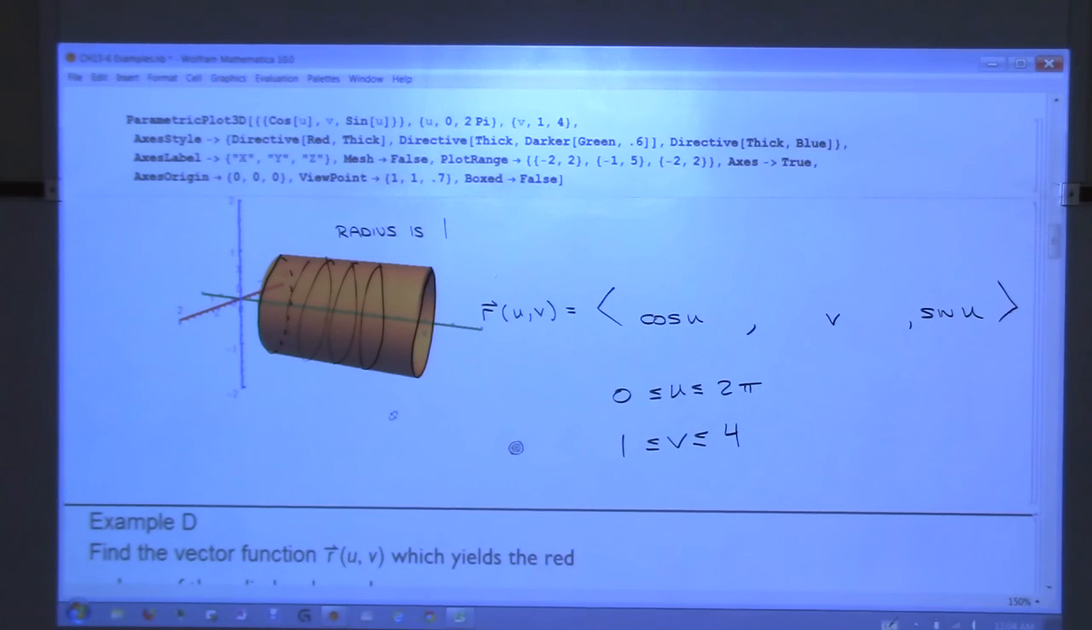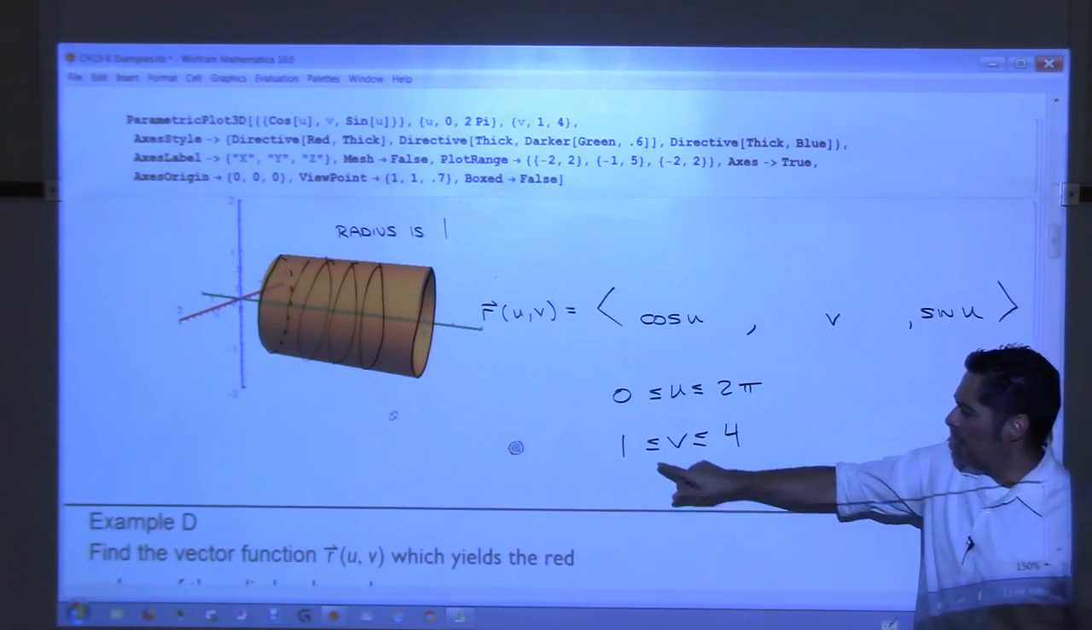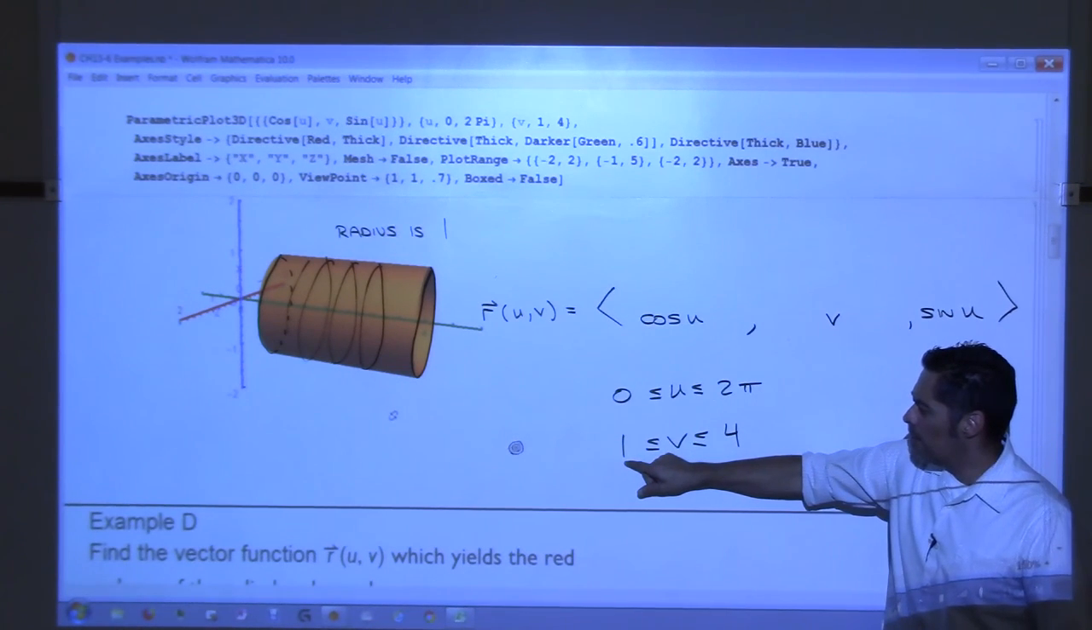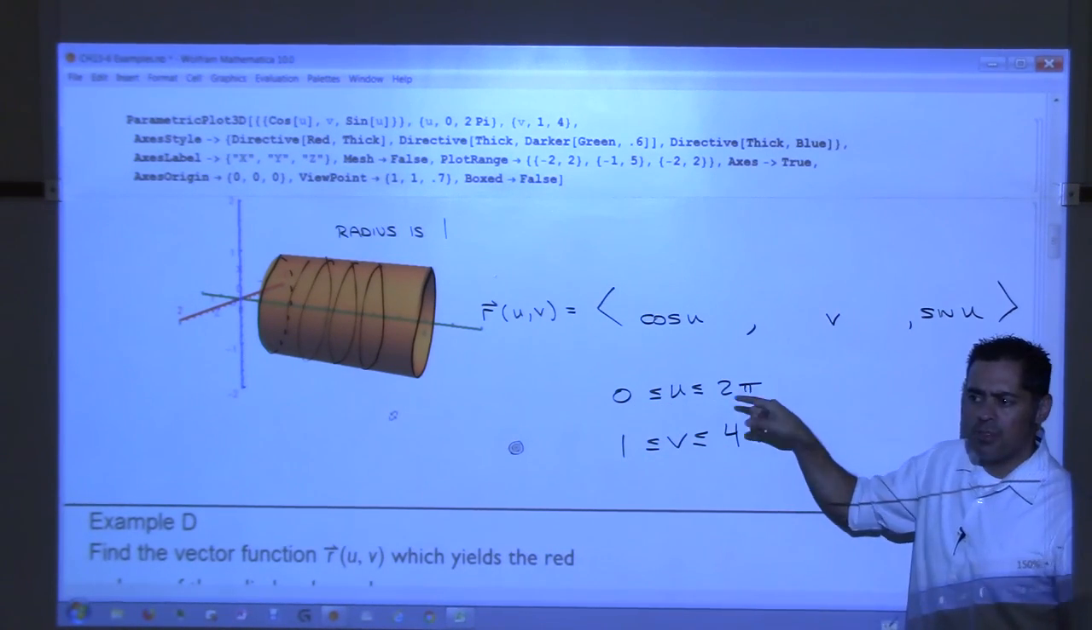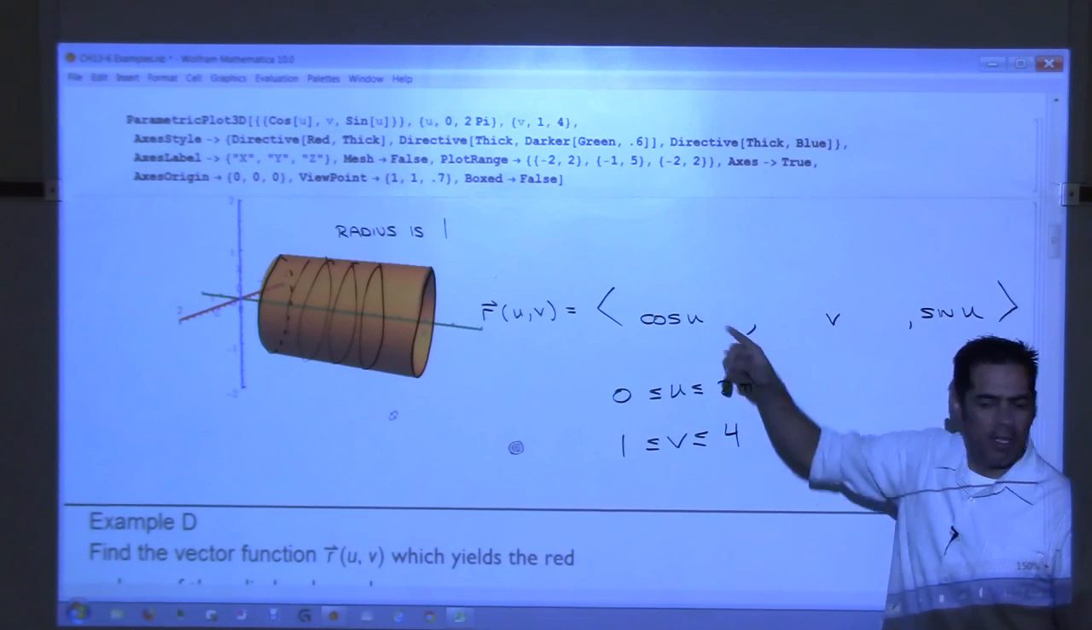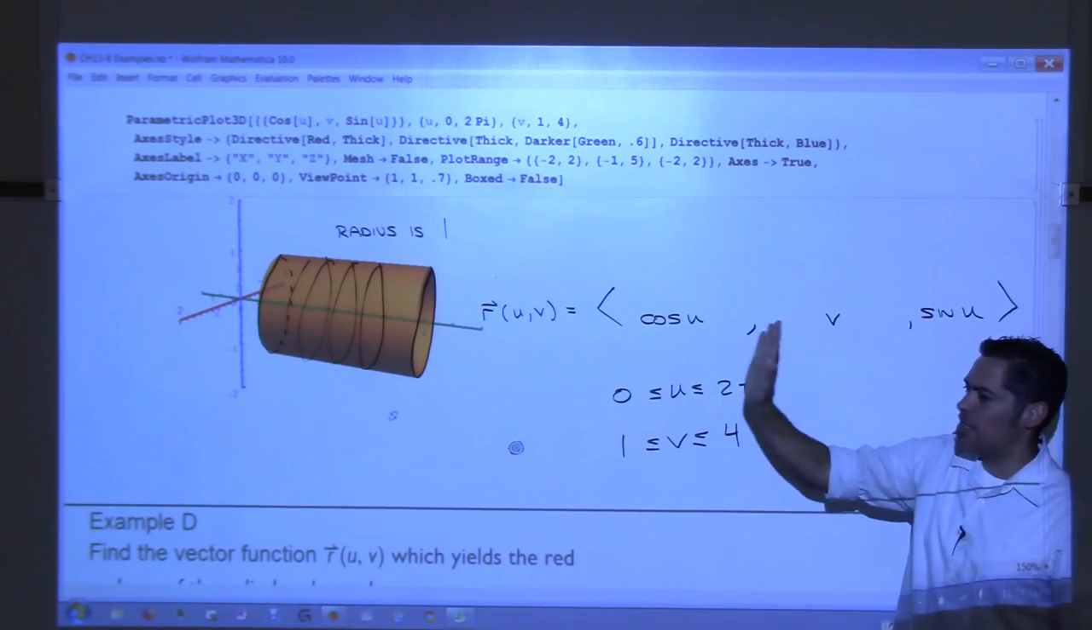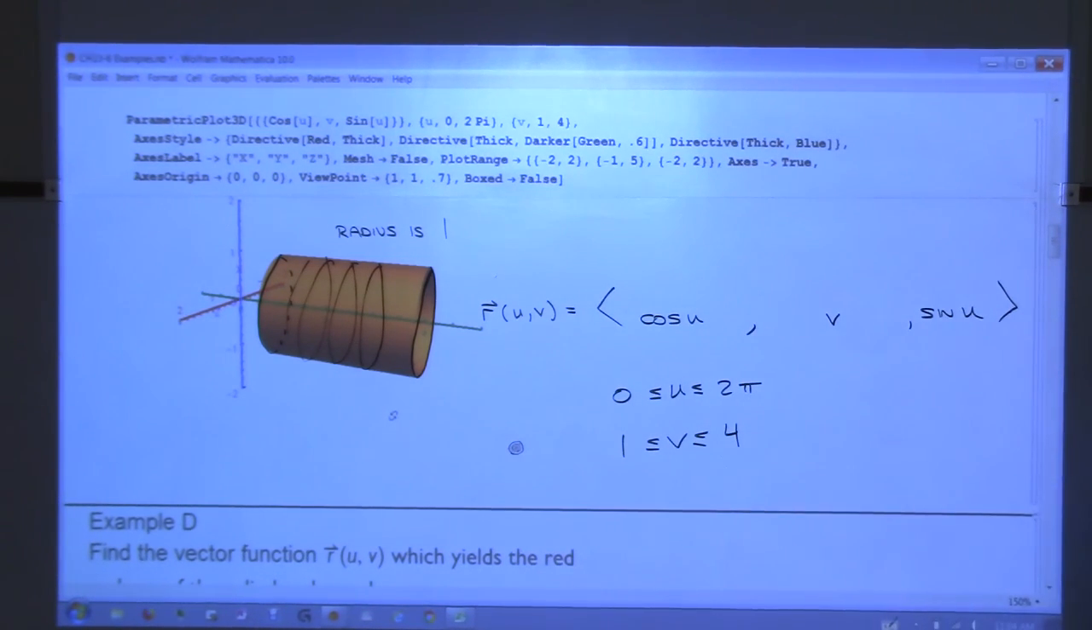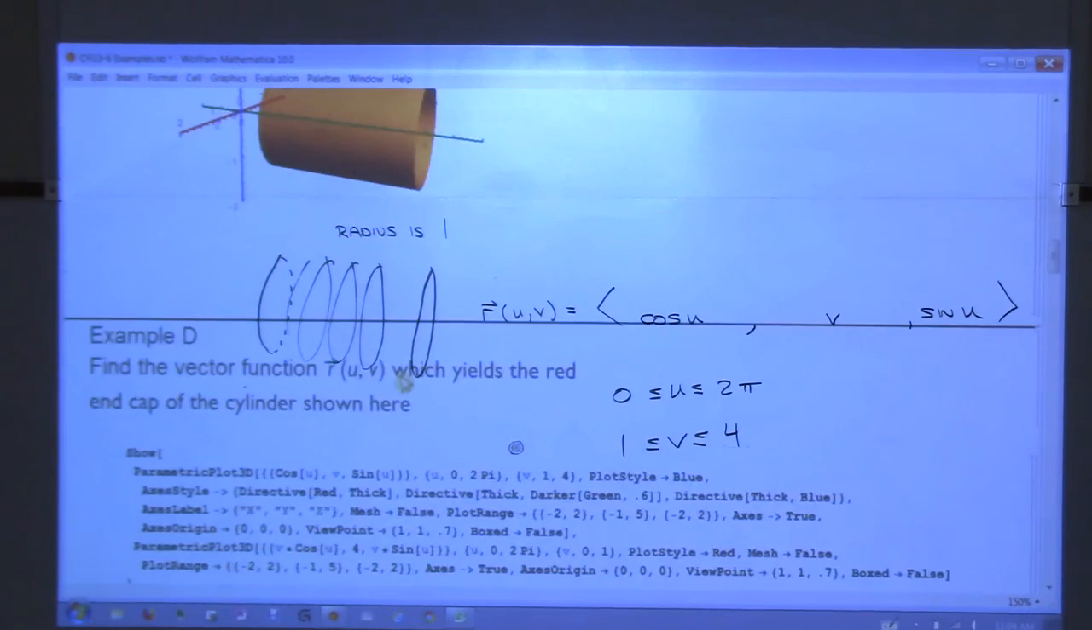And a way that you can, again, check this is to just fix a v. If you let v be 1, then let u go from 0 to 2 pi, you draw that first circle. And then just start to vary v, and you can see it kind of draw all those rings together. Okay? We good? All right, let's move on.